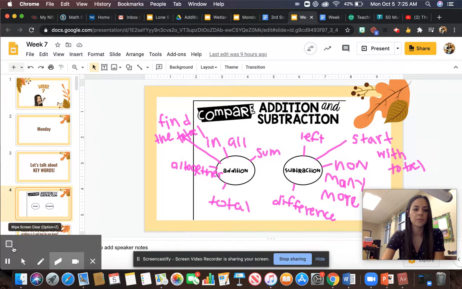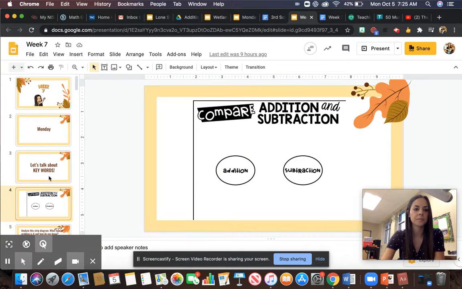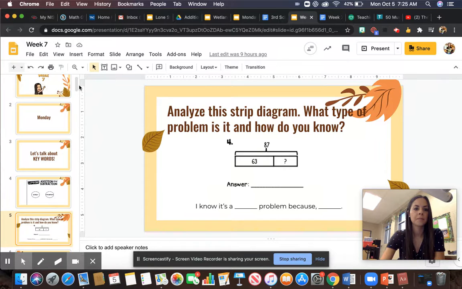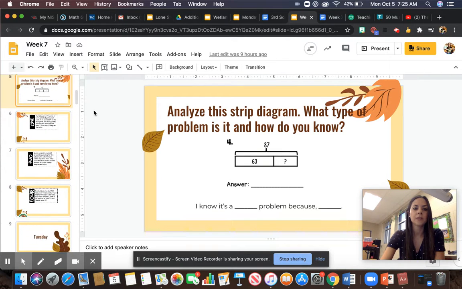All right, let's move on. I want you to analyze this strip diagram and determine what type of problem it is, and tell me how you know. I wrote a little sentence stem down here: I know it is a blank problem because blank. Give yourself a couple of minutes to look at this strip diagram and figure out the type of problem. We're not solving it yet, but I just want you to figure out the type of problem it is and then tell me how you know.